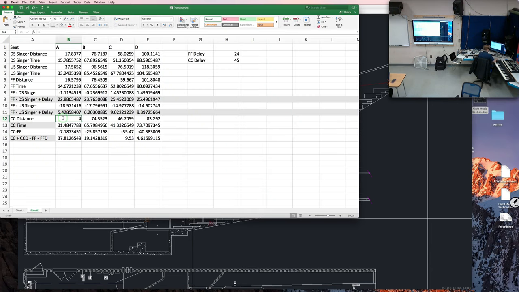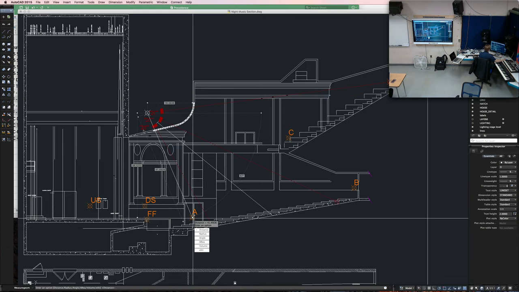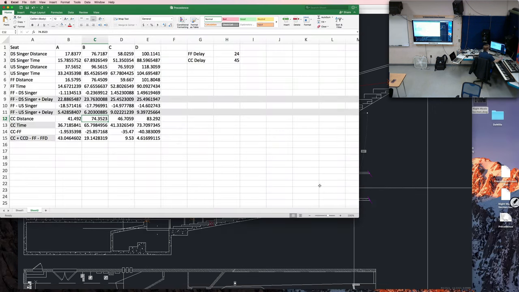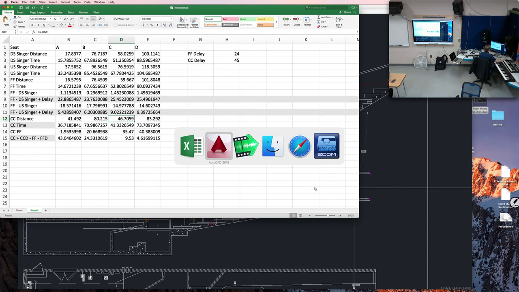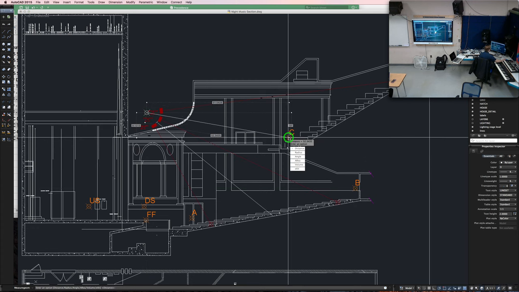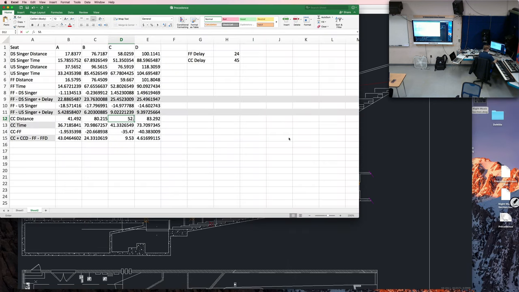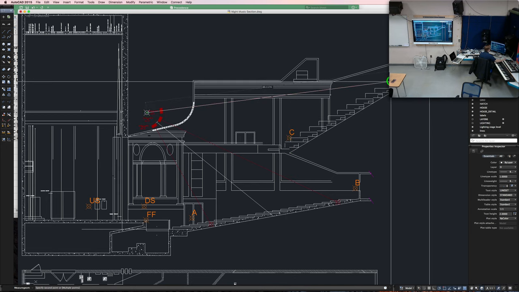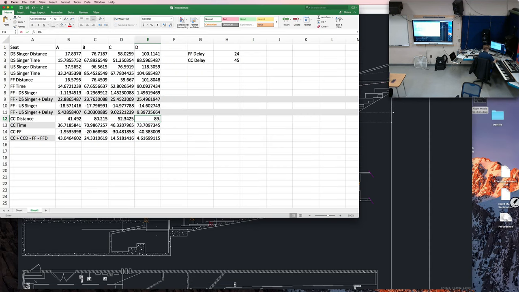41.492. And this one will be 80.215. This one will be 52.3435. And this one will be 89.1174. Okay, so that means I can take some of this off now. And I'm getting close there, aren't I? So if I go to 37, 35, I'm getting close.